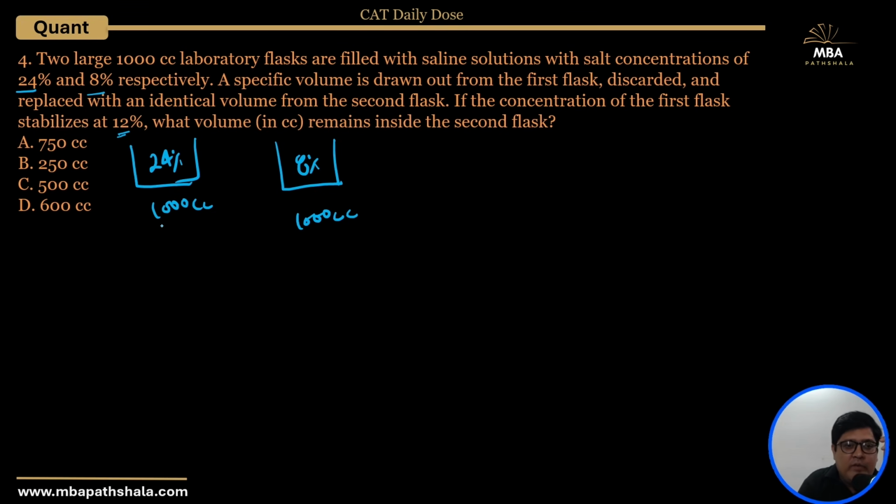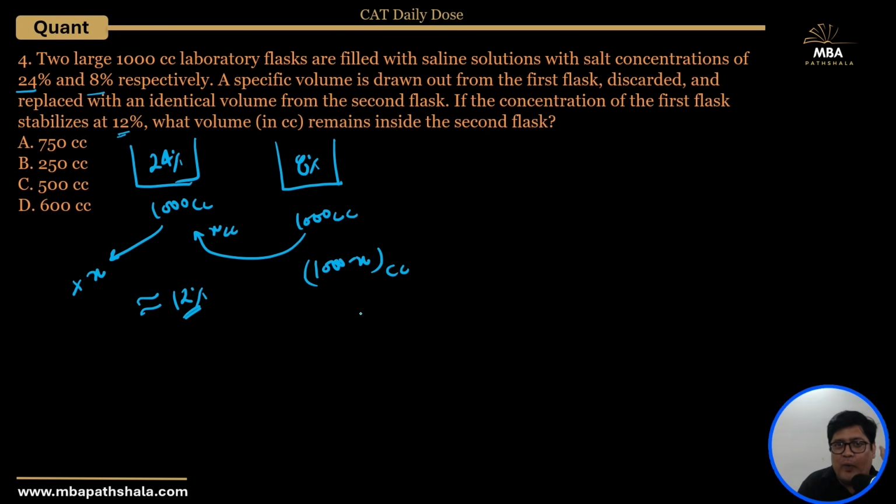Now you withdraw some quantity, let us say x, and you throw it away. You discard it. That same quantity x you bring from here and you put it here. X cc you put it here. After doing that, the solution becomes 12% saline. Once you take away this x, what is the remainder here? 1000 minus x cc. This is your question. What is the remaining content in the second flask?